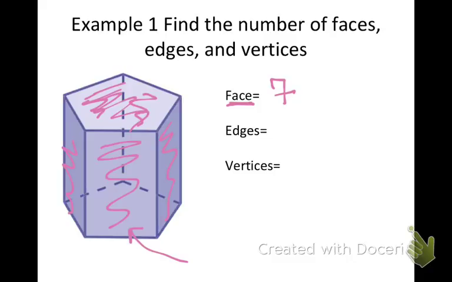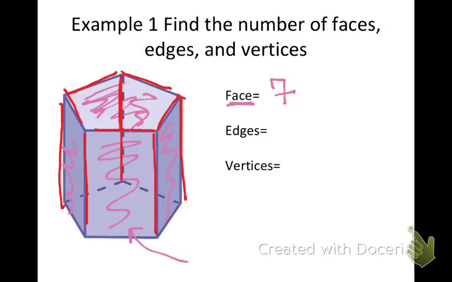How many edges do I have? Well, let's look at the edges. I'll make those red again. So I have 1, 2, 3, 4. I have this one in back. That's 5. Then we have the top, 6, 7, 8, 9, 10, and then the bottom, 11, 12, 13, 14, 15, if I did that correctly.